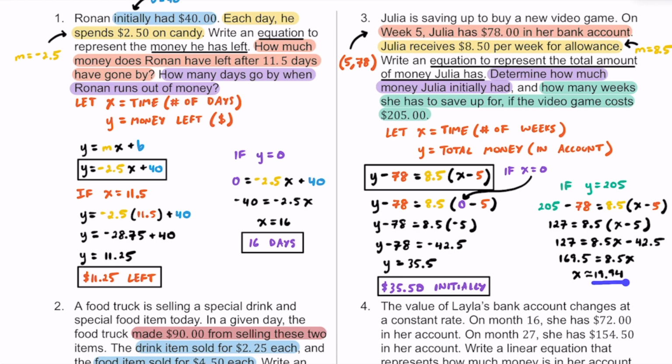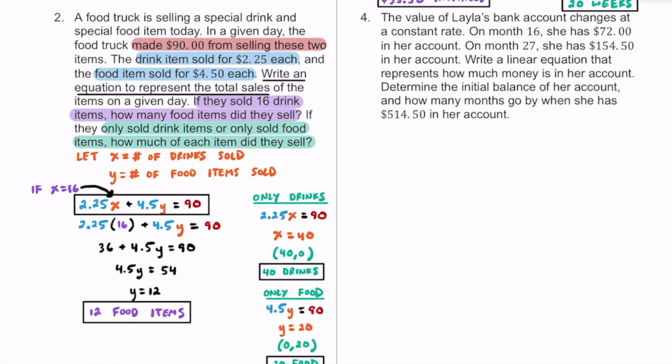So it's better to save for a little bit longer than a little less to make sure she has enough money. And so hopefully it makes sense here. We should round this up here to say she needs to save for 20 weeks so that she has $205 to buy this game. All right, here's one more practice problem here.